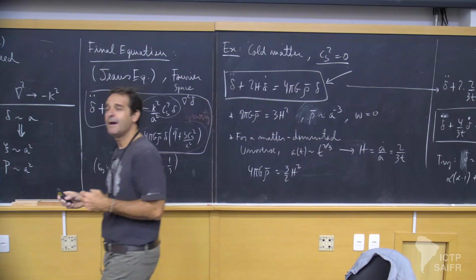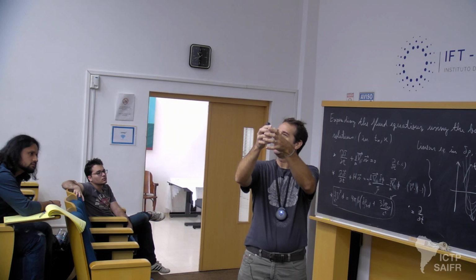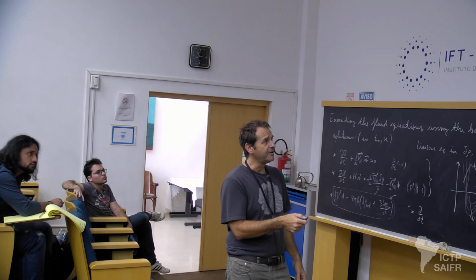What is going to happen? Before I do this, try to think. What do you expect is going to happen? Okay? Think in terms of the following. First of all, dark matter. If you put dark matter in some initial condition there, what is it going to feel? How is it going to behave? Now, do the same exercise for baryons, for photons.